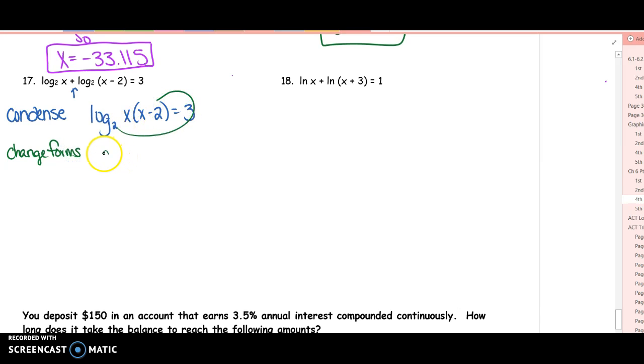So 2 to the 3rd equals x times x minus 2. In the next step, I'm going to do a couple of things. I'm going to call this step simplify.